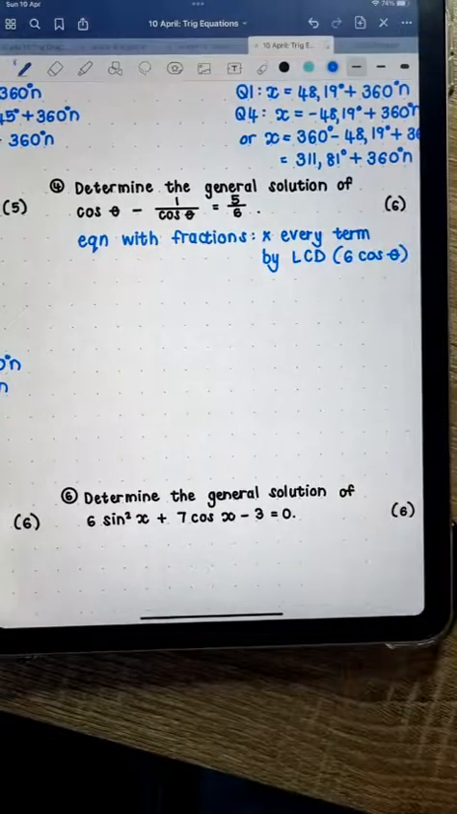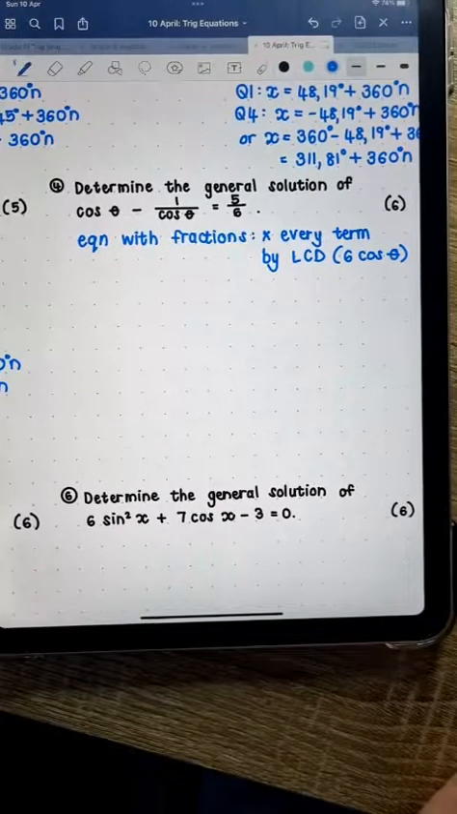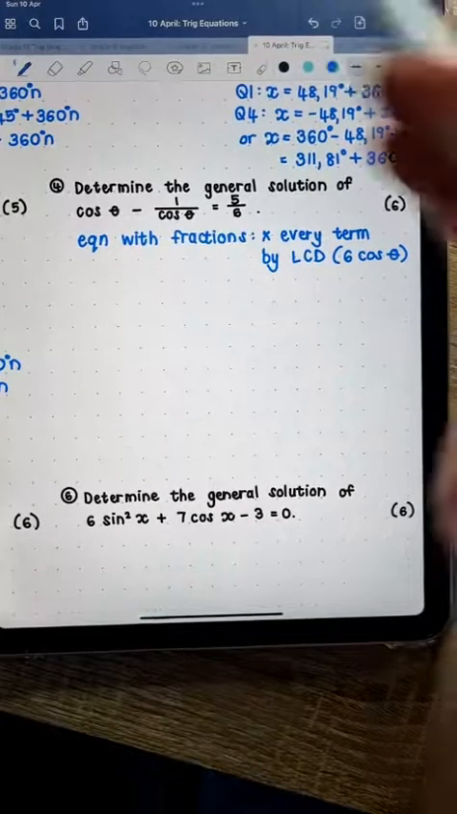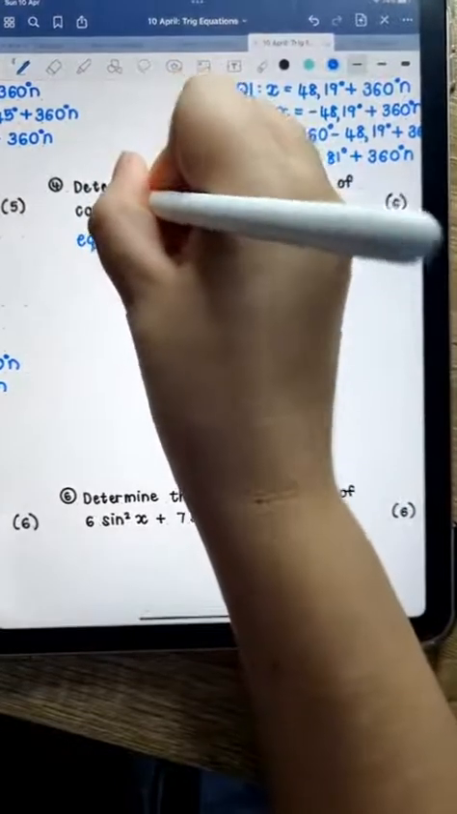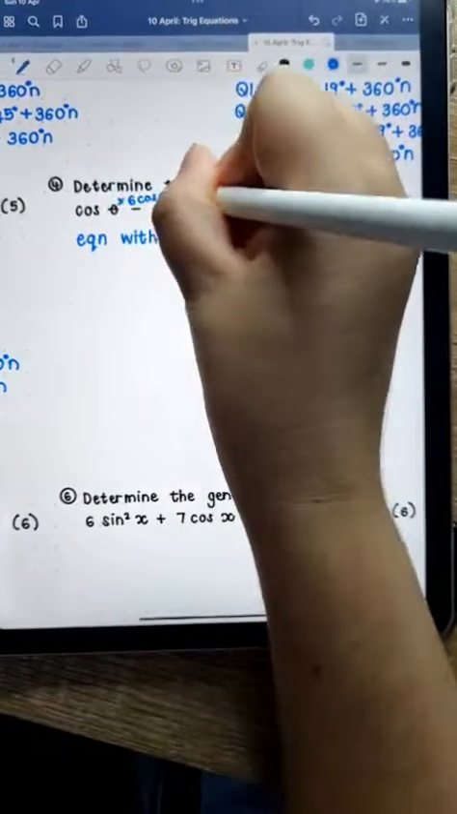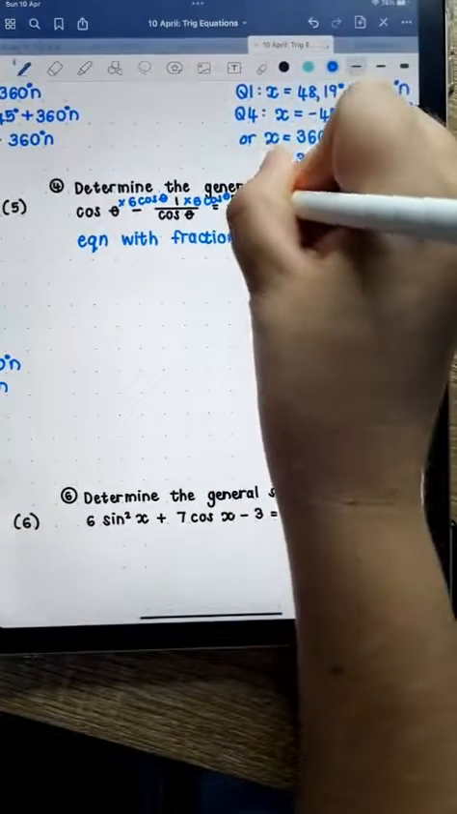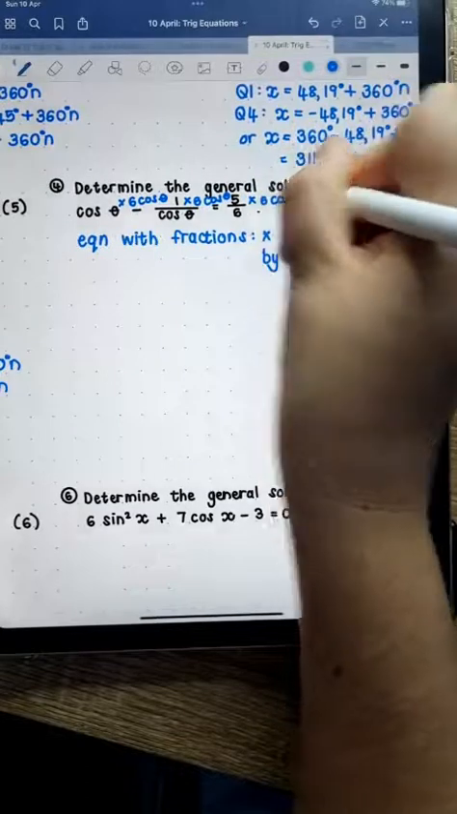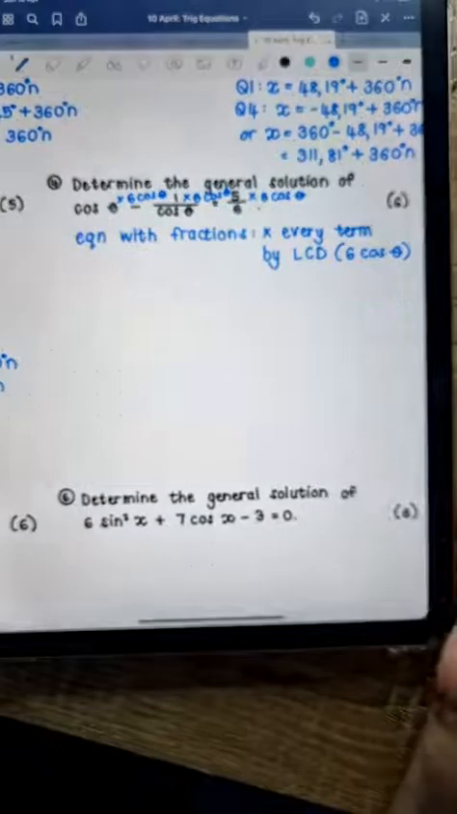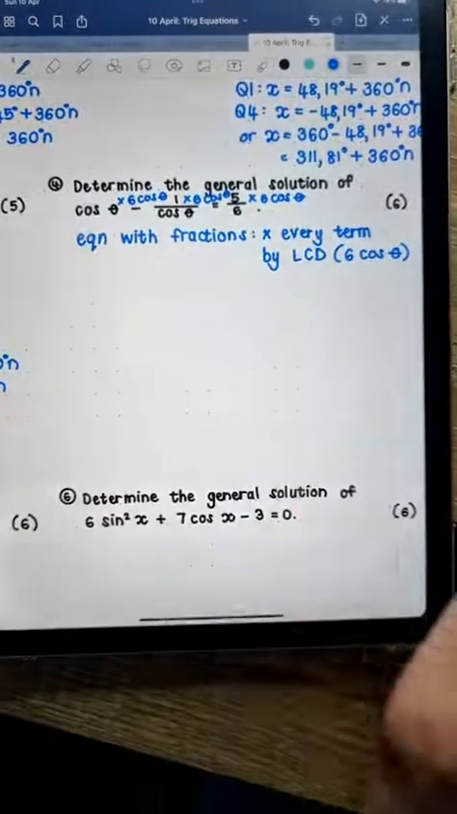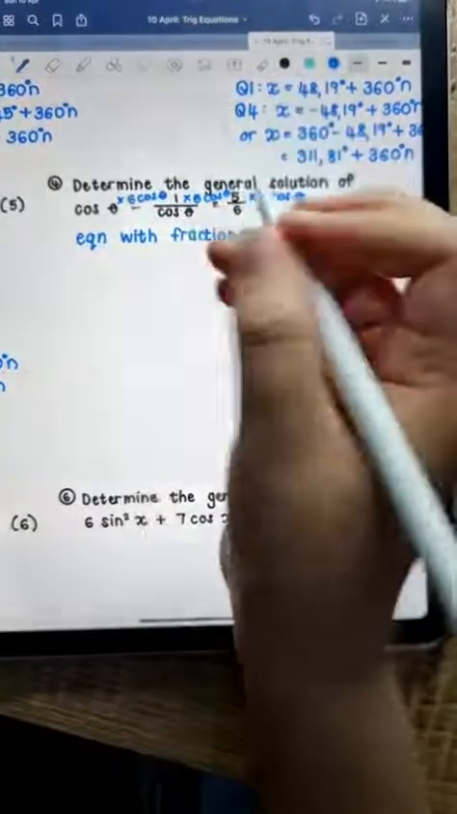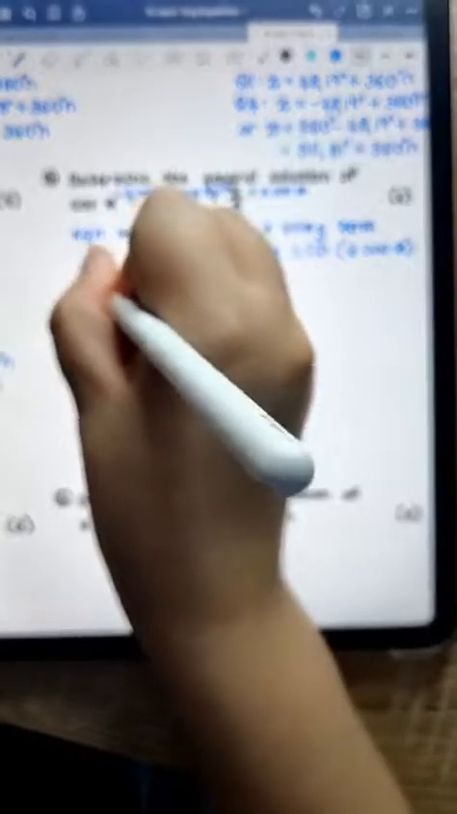So I'm going to multiply every term by 6 cos theta, and that is then going to get rid of those fractions. So this I'm going to times by 6 cos theta, that I'm going to times by 6 cos theta, and that I'm also going to times by 6 cos theta. Now, our first term is not a fraction, right? So we're just going to do this as a straightforward multiplication. 6 cos theta times 6 cos theta is 6 cos squared theta.